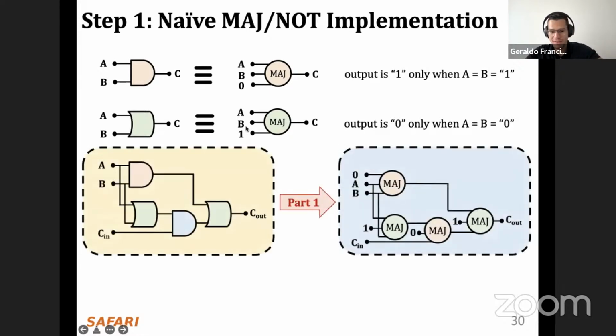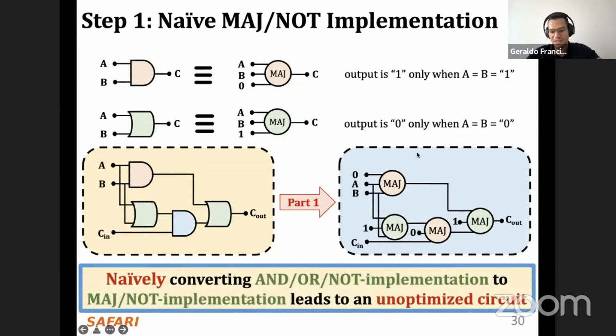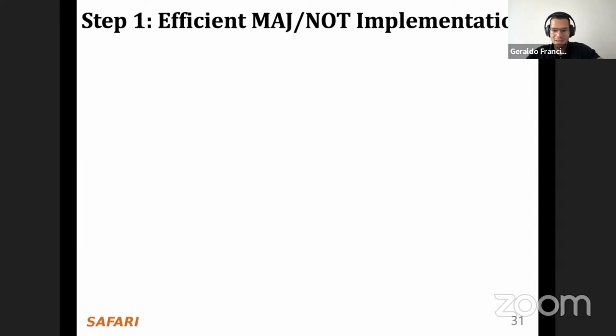However, if you simply naively replace AND and OR gates with majority gates in a circuitry, we are going to end up with not the most optimized version of the circuitry, which is going to increase the latency of the operation that we want to do. So the goal of the first step is actually to solve this problem. We want to reduce the number of majority gates that we are going to have when we convert AND circuitry to majority and OR circuitry to majority circuitry.